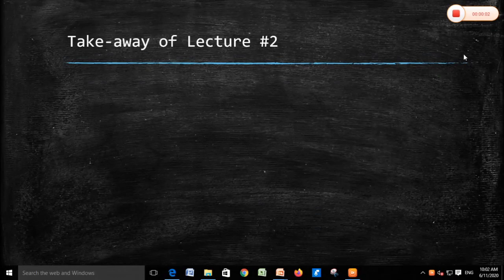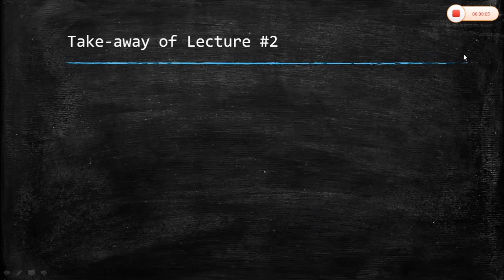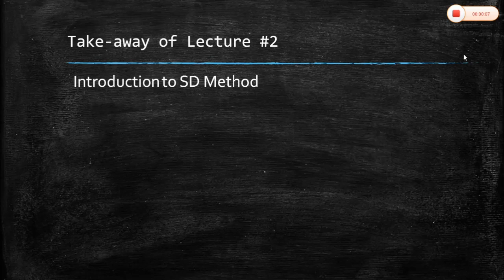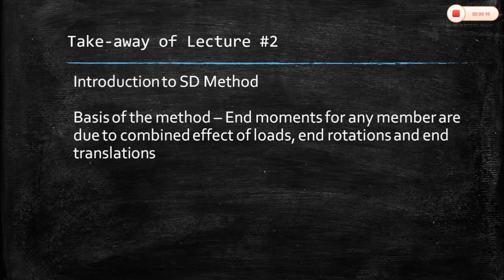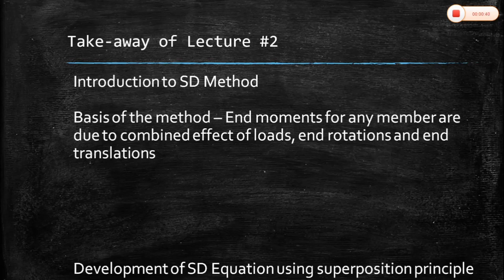Okay, so let's see what we have seen in lecture 2 today. First, we discussed the introductory part of the slope deflection method. Then we discussed the basis of development of slope deflection equations, or this particular method, and the basis is the assumption that end moments for any member are due to the combined effect of loads, end rotations, near end and far end, and end translations, again near end and far end.